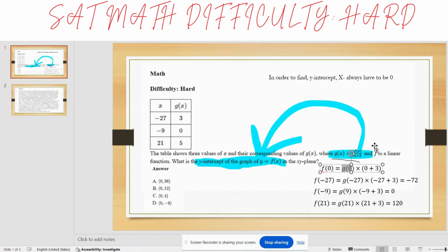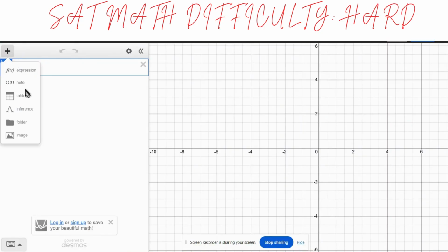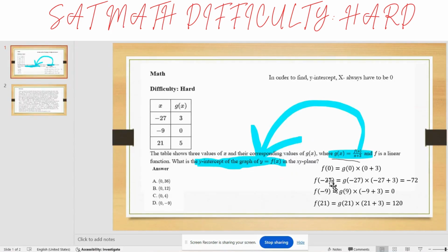Now there is another option. Now comes our one and only option, Desmos. So what are we going to do? We're going to use these values to find the y-intercept. And how do we do that? Now let me show you. For this one, I'm going to draw a table where I'm going to put these values here.